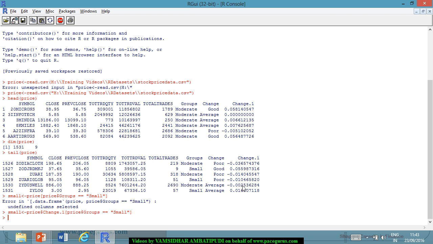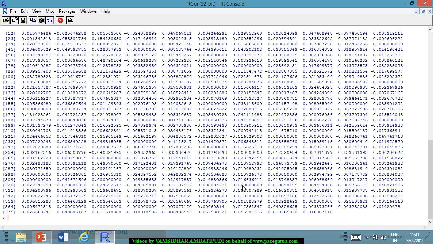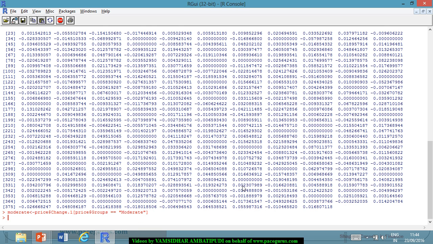So if you look at the small now, this is your small. There are almost 380 odd data points going into small. Now the same thing, I'll form a group called moderate, where I'm getting the change in price where the price dollar groups is moderate. All right, so I'm getting moderate.